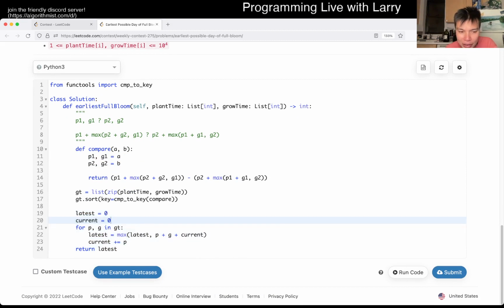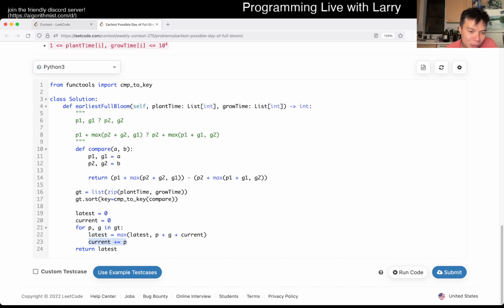Okay. I mean, this is still tricky as well. Just make sure you're careful, which is that, okay, for every planting time and growing time in this sorted thing, you try to see, okay, what is the latest? The latest is the current time plus planting plus growing, meaning that you know that this current plant will end at current time plus plant plus grow. And that's pretty much the idea about this current latest.